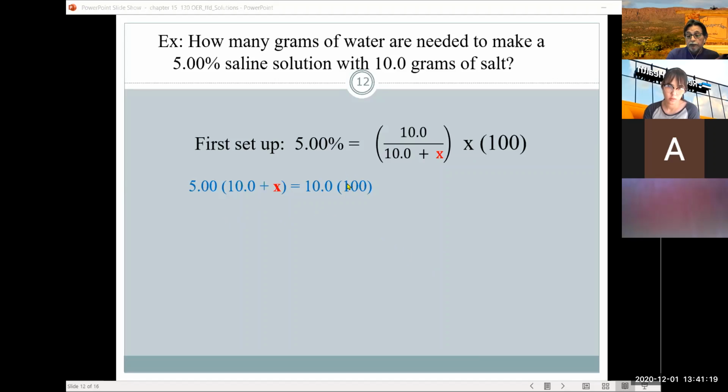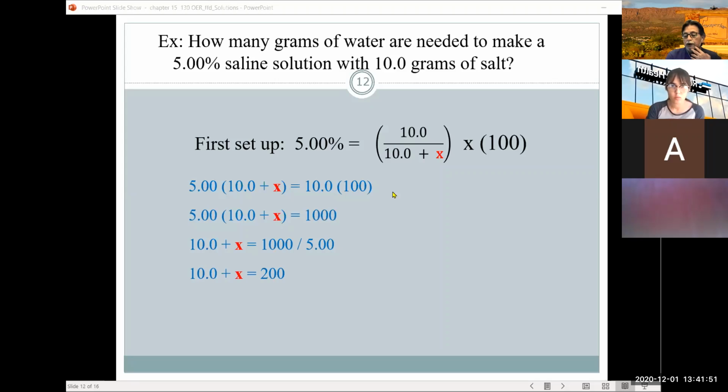Now at this point, you can go multiple ways. You won't be wrong. But in theirs, what they did was multiply the 10 times 100, which gives you 1,000. Then they took that 5 on the left-hand side of the equation and divided through on both sides to move the 5 over to the right. So the 5 cancels, and I end up with 1,000 divided by 5. So I got 10 plus x is equal to 200, because 1,000 divided by 5 is 200.